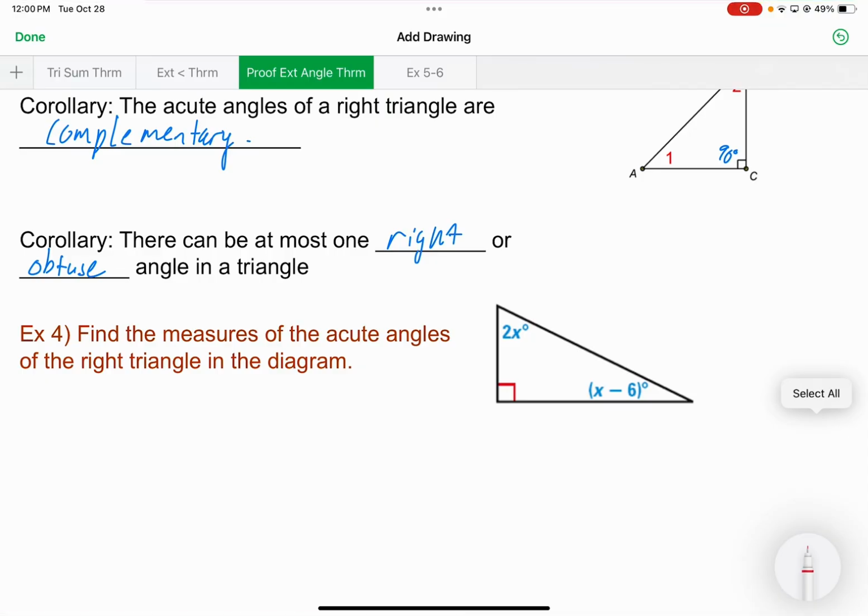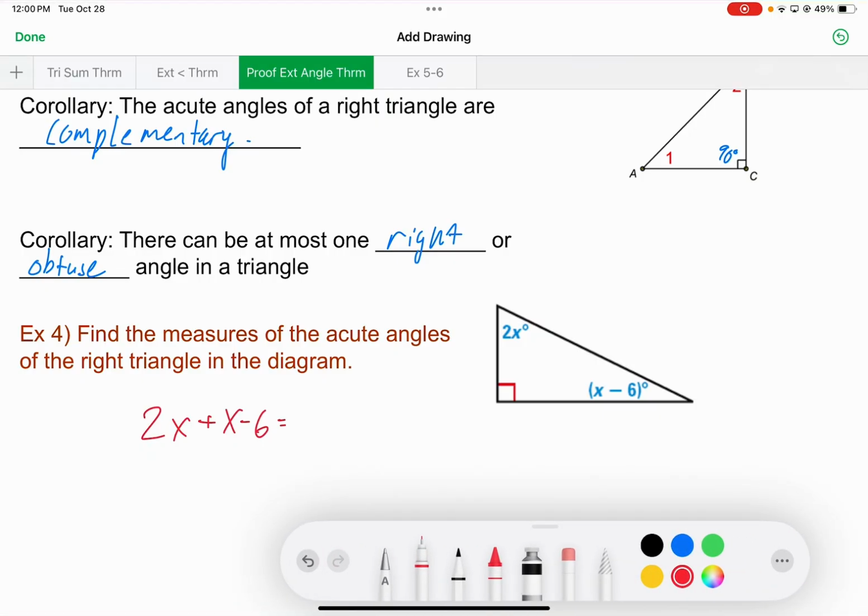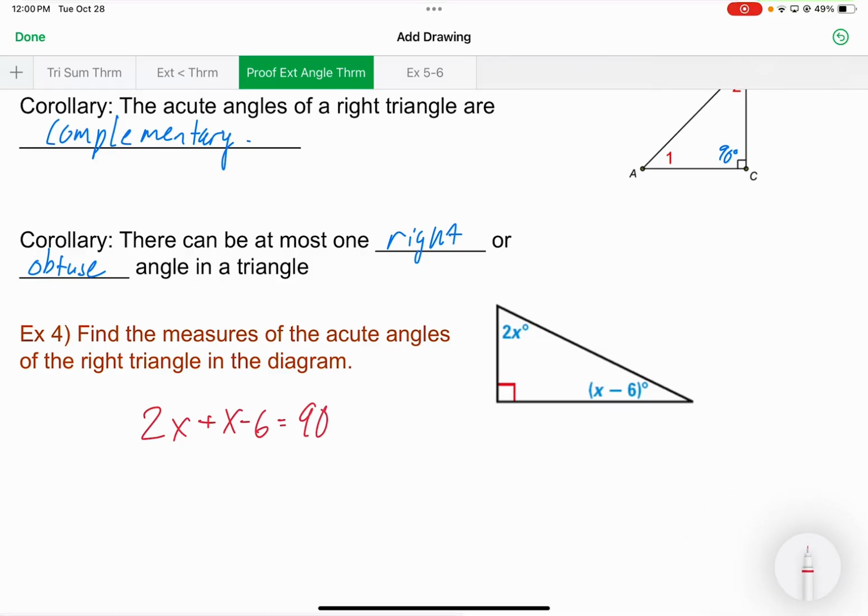Okay, so it's a right triangle. I need to find what x is so I can figure out what the measure of each one of those angles is. Gotta set up an equation. What's our equation gonna look like? What do you think? 2x plus x minus 6 equals 90? Okay, that's one thing you could deal with. I like that. What's another way we could set this up?